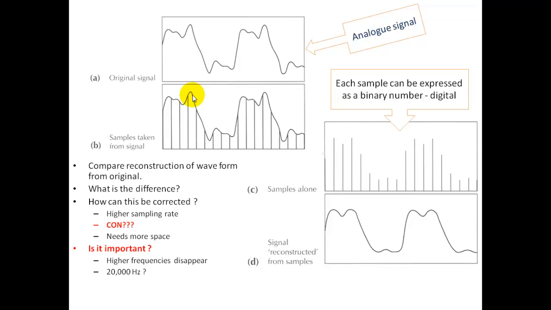So basically you lose some of the higher frequencies. We can hear at around 20,000 Hertz. So if you have too low a sampling rate, you miss some of the high frequency in the original signal. So a good sampling rate would be twice this, 40,000 Hertz, let's say.